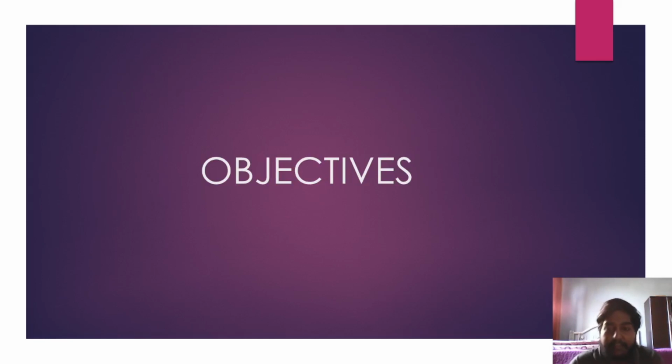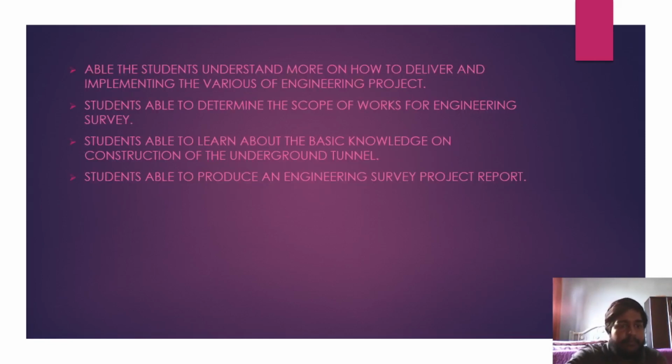Next we see the objectives. The first objective is that students are able to understand more on how to deliver and implement various engineering projects. Second, students are able to determine the scope of work for engineering survey. Third, students are able to learn the basic knowledge on the construction of underground tunnels. The fourth is that students are able to produce an engineering survey project report. And after this, my group mate will explain the scope of works.